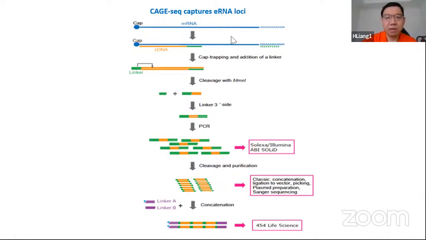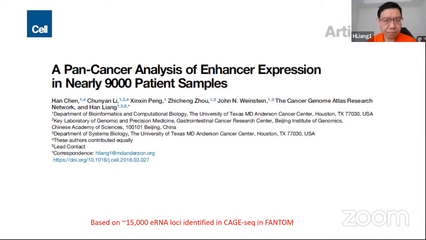Here, basically, is the experimental procedure of CAGE. Using this technique, consortiums such as FANTOM have quantified a large number of enhancer loci in the human genome. Two years ago, we performed the first pan-cancer analysis of enhancer RNA expression in TCGA patients. For that, we based our analysis on 15,000 enhancer loci identified by CAGE in FANTOM.